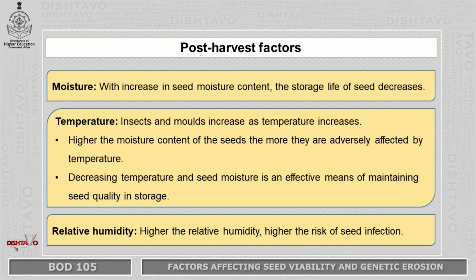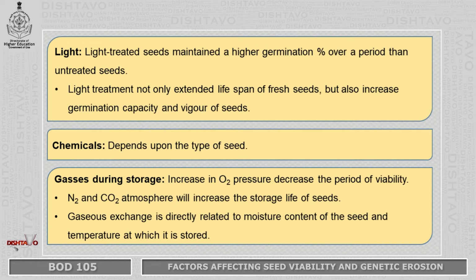Next, relative humidity. Higher the relative humidity, higher is the risk of seed infection. Next, light. Light treated seeds maintain a higher germination percentage over a period than untreated seeds. Light treatment not only extends the lifespan of the fresh seeds but also increases the germination capacity and vigor of the seeds. Chemicals. Depends upon the type of the seeds because chemicals are used for storage purposes. If no chemicals are used, the pest attack can increase.